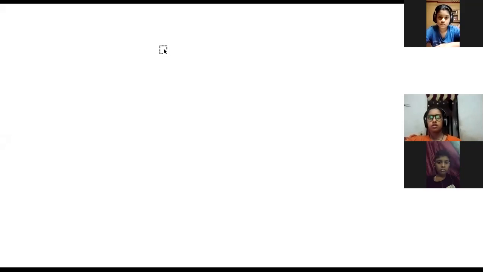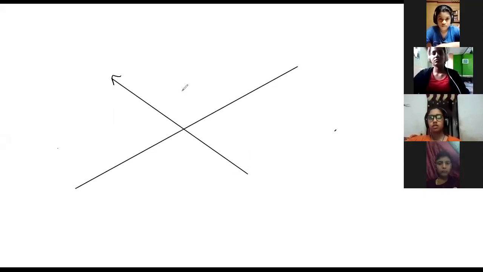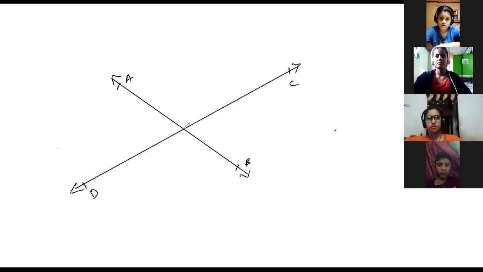Suppose I'm drawing two lines here, and converting this into arrows. Let me give names to this: A, B, C, D, and I name this center as point O.